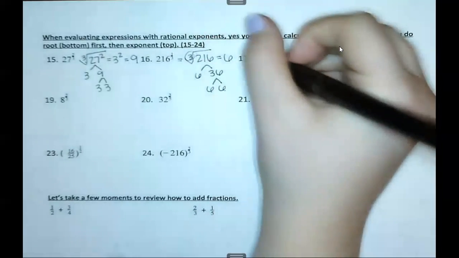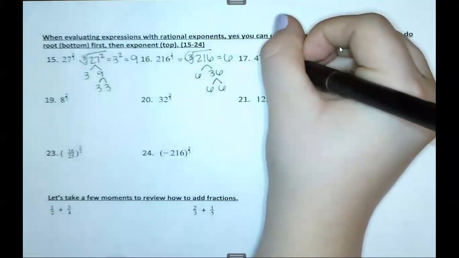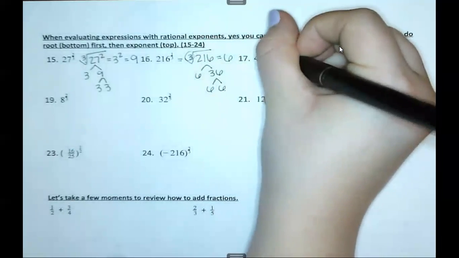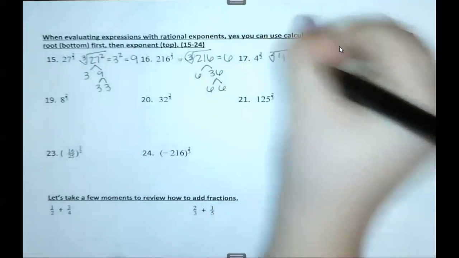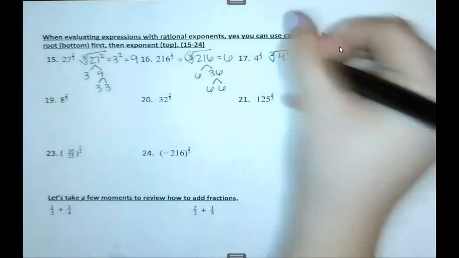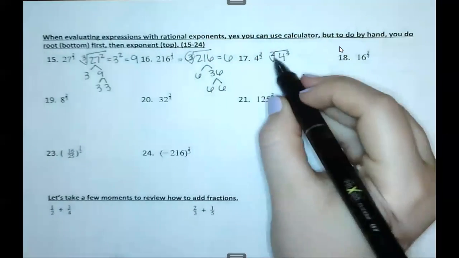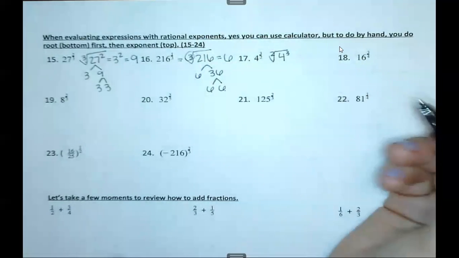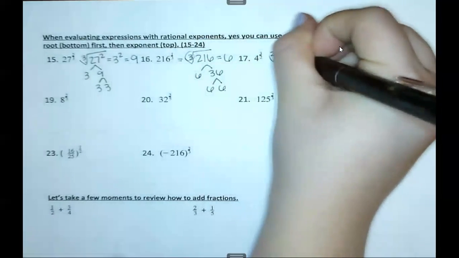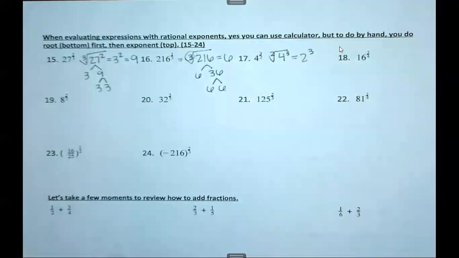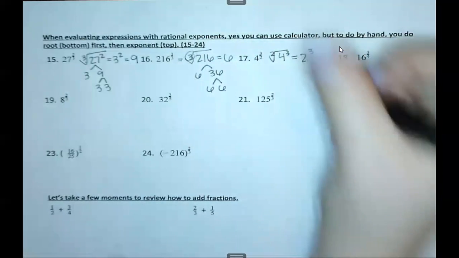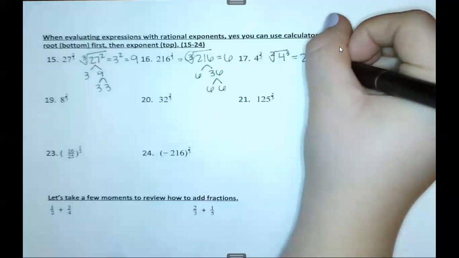All right, number 17. We would have the square root of 4 raised to the 3rd power. All right, so we're looking for the square root of 4. We should know the square root of 4 is 2. So we have 2 to the 3rd power, and 2 to the 3rd power gives us 8.